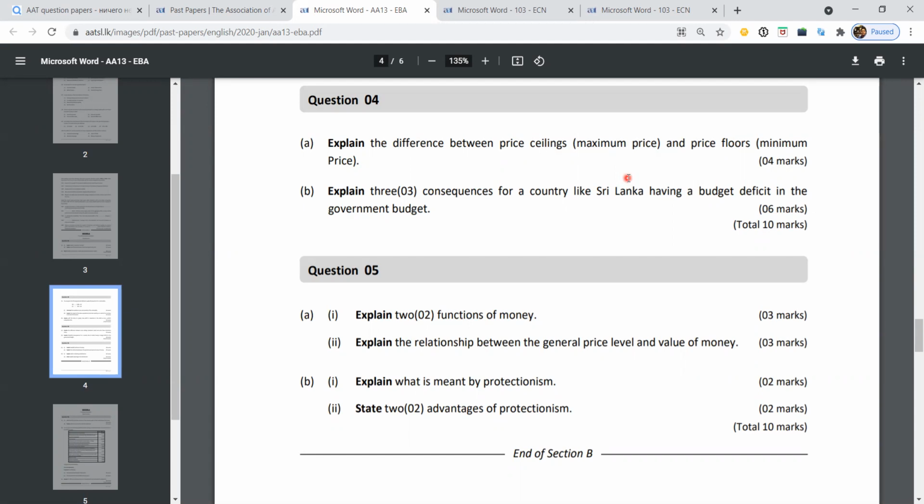Price ceiling is where the government introduces a maximum price level for a good that can be sold in the market. Full stop.